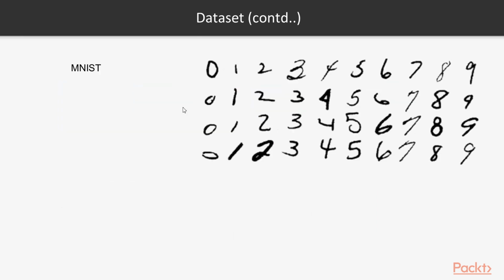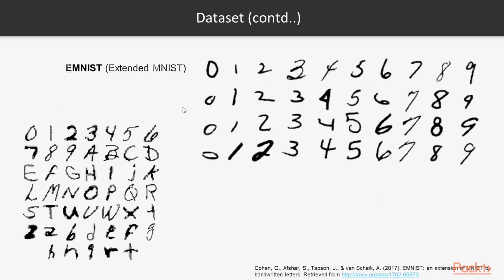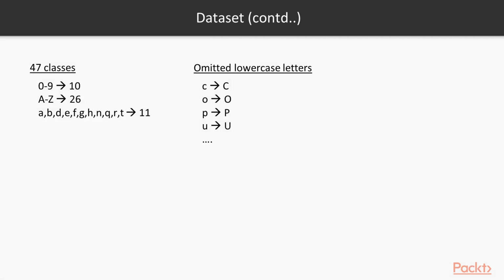Now I will present the dataset. In most of the tutorials you can see that people use MNIST, a very well-known dataset of handwritten digits. But I thought it's boring to use always the same dataset, so I'm gonna use a new extended version of MNIST that consists of digits and letters, both uppercase and lowercase. There will be 47 classes because some of the lowercase letters have very similar shape to their uppercase versions, for example C, O, P, U, etc.